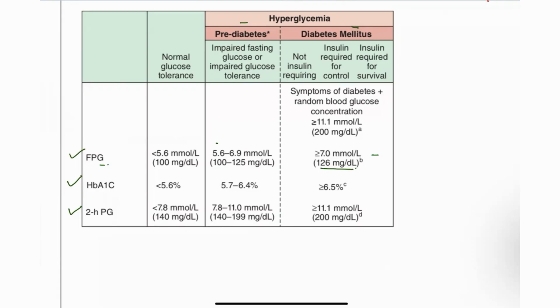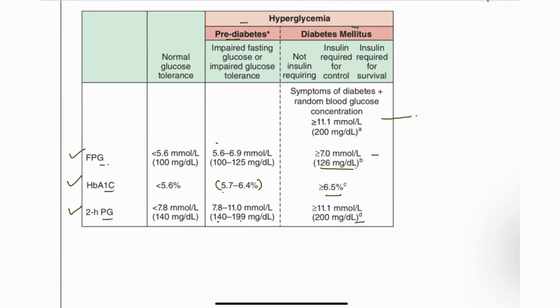Next, HbA1c 5.7 to 6.4 is pre-diabetic, and if it is more than 6.5, it is considered diabetic. Next, 2 hours postprandial: 140 to 199 is considered pre-diabetic, and more than 200 is considered diabetes mellitus. We also have random blood glucose levels. If it is more than 200 mg/dl, this is also considered a diabetes mellitus patient.